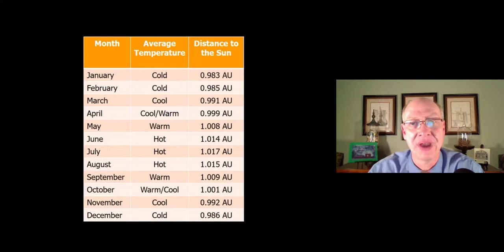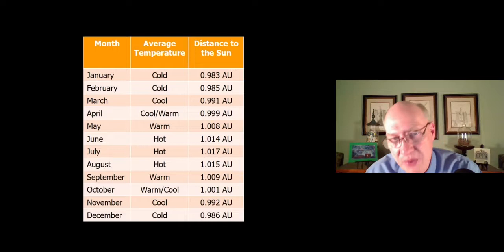January and February are cold. March is cool. April is warm. May is warm. June is hot. July is hot. August is hot. September is warm. October is warm, cool. November is cool. And December is cold. So clearly the hottest months of the year are June, July, and August. And I think as we already saw, July is the hottest month of the year. And I think for most of us, January is the coldest month of the year.